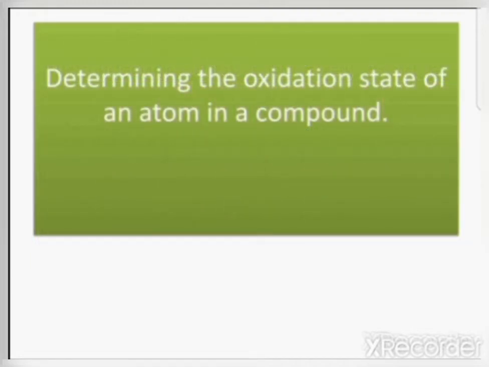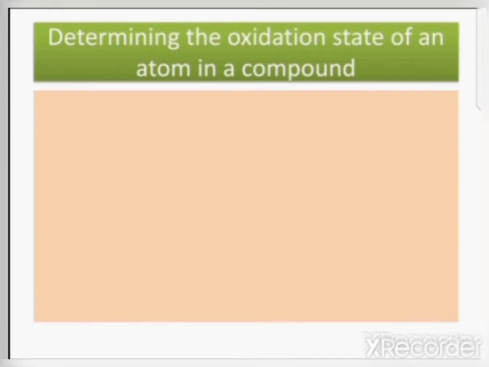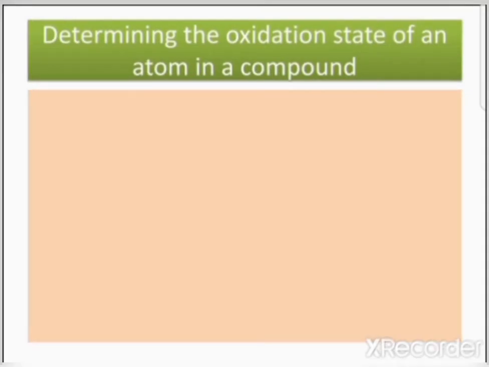Now, how to determine the oxidation state of atom in a compound? In order to determine the oxidation state of an atom in a compound, we will use rule 1 to 4 and table of oxidation state to get as many oxidation numbers. We will use rule number 4 to get oxidation number that has not been assigned.